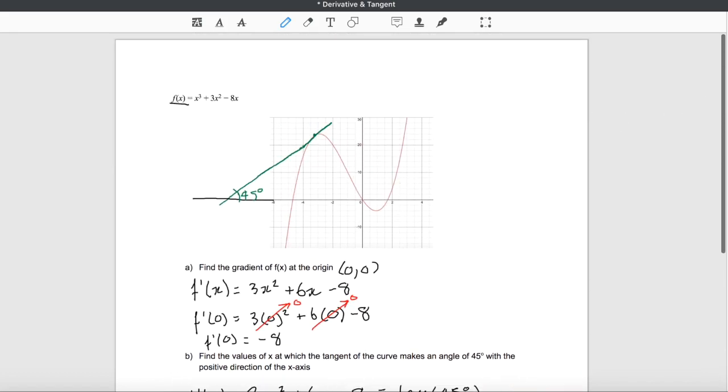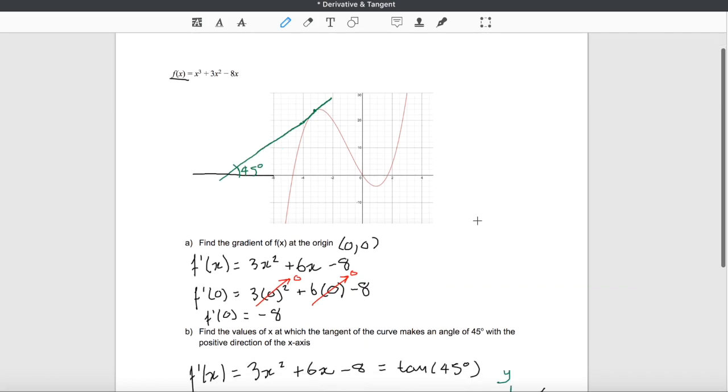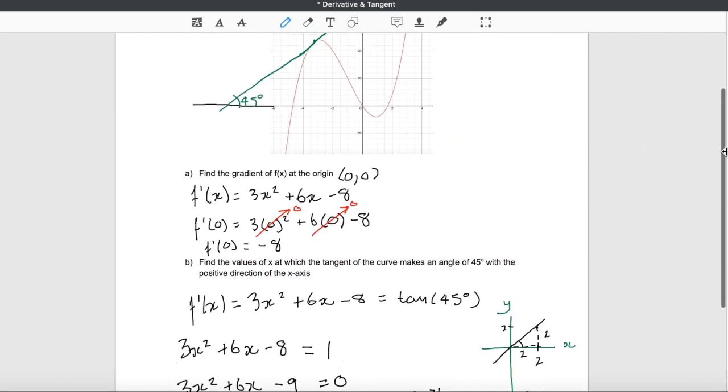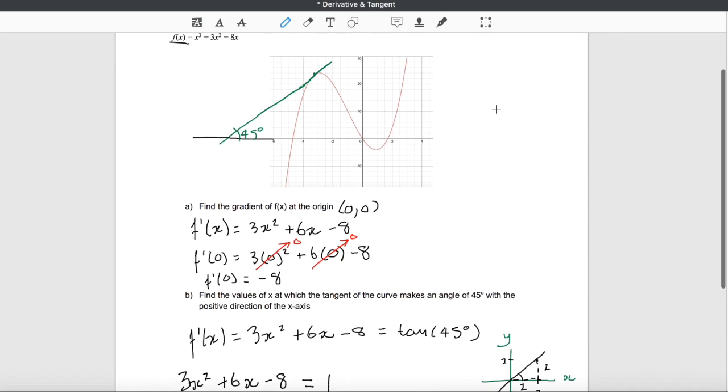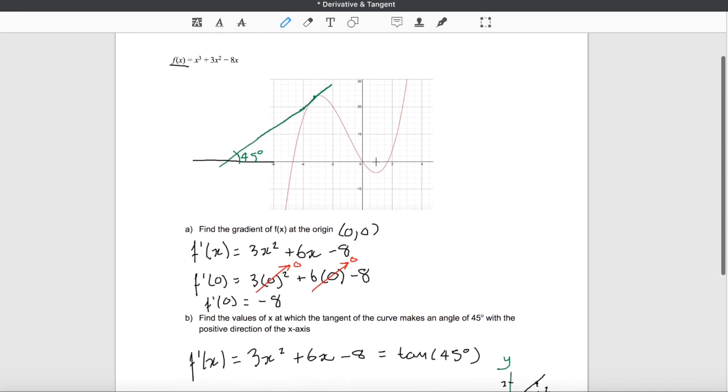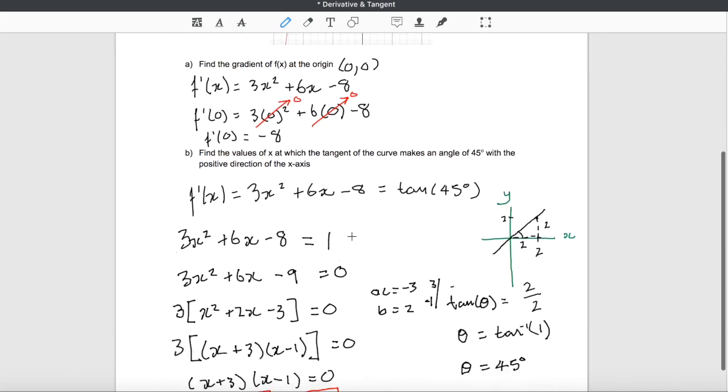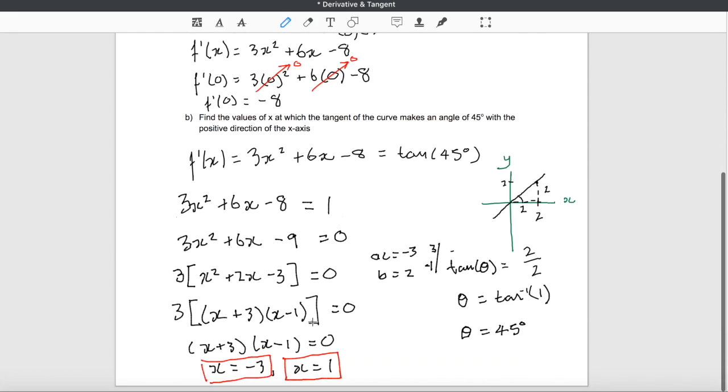So if we have a look here, one of our options was 1. So if we look for the point x equals 1 on the graph, x equals 1 is about there. And we can see that if we do a tangent at that point, this angle here is 45 degrees. So essentially all we've done in this question is say that the derivative function, aka the gradient, must be equal to tan of 45 degrees. And that gives you your answer of x equals negative 3 and x equals 1.